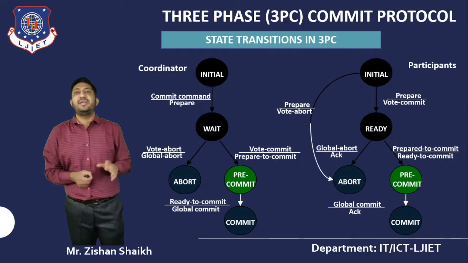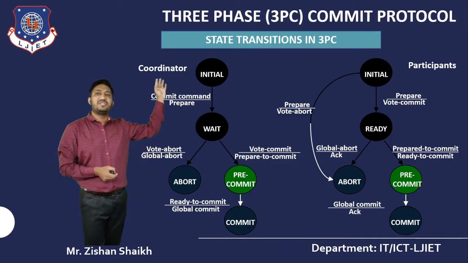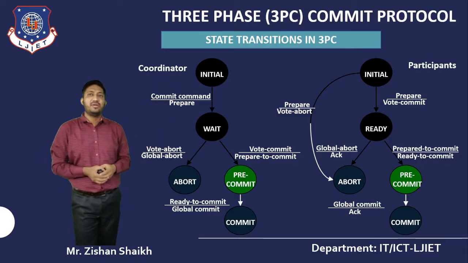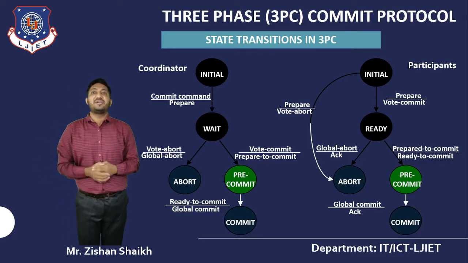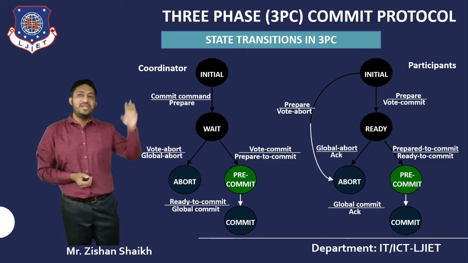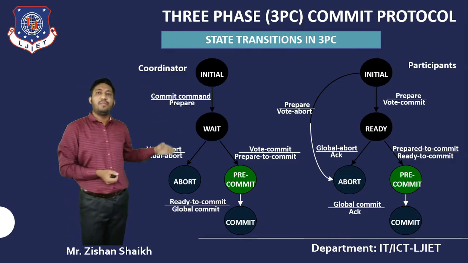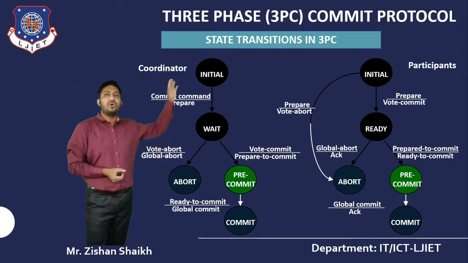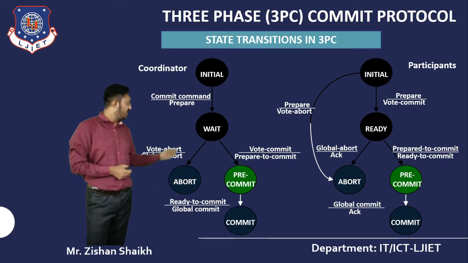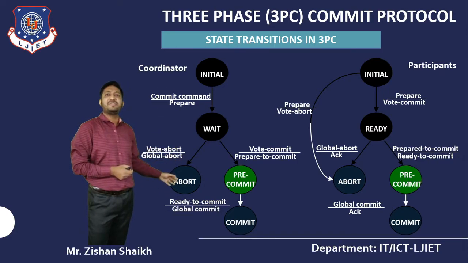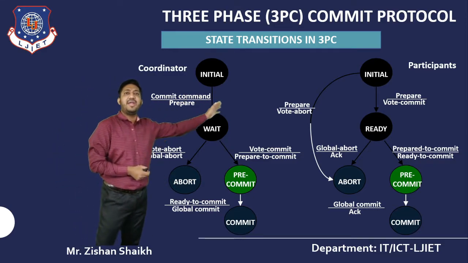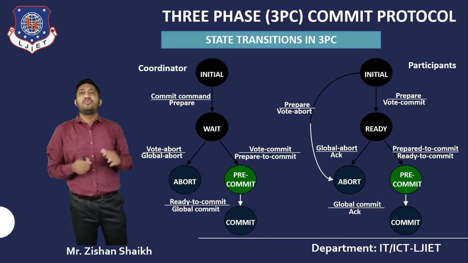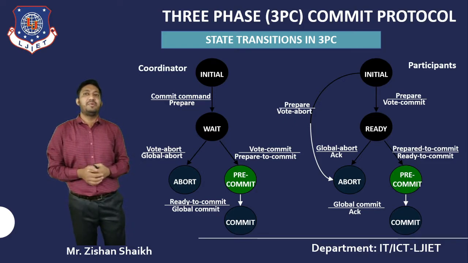Let's understand in brief how the 3PC state transition diagram works. We already learned how the two-phase commit protocol state transition diagram works, with the initial state, wait state, abort state and commit state. These states also work the same way, and the working of the three-phase commit protocol is the same as our two-phase commit protocol at both the coordinator side and the participant side. So what are the changes in the three-phase commit protocol?